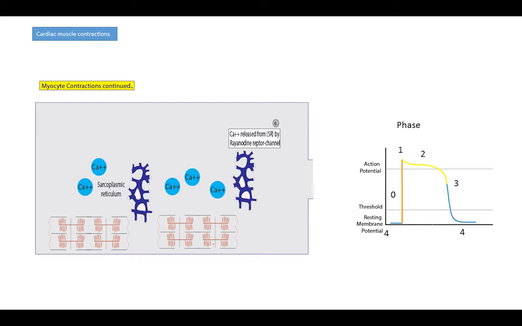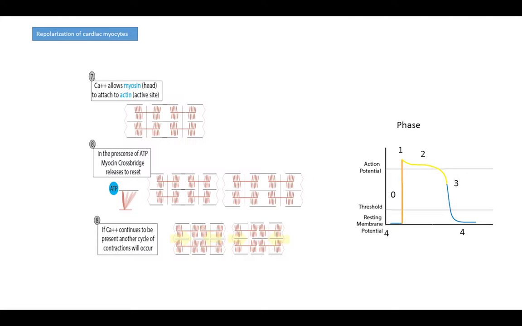As calcium is increasing intracellularly, this causes a calcium spark. Calcium is released from the SR or sarcoplasmic reticulum via, excuse the pronunciation, ryanodine receptor channels. The calcium released by the sarcoplasmic reticulum allows the myosin heads to attach to the active site on the actin. In the presence of ATP, myosin crossbridge is released to reset. This causes the mechanical shortening of actin myosin filaments, or in other words, muscle contractions. If calcium continues to be present, another cycle of contractions will occur.